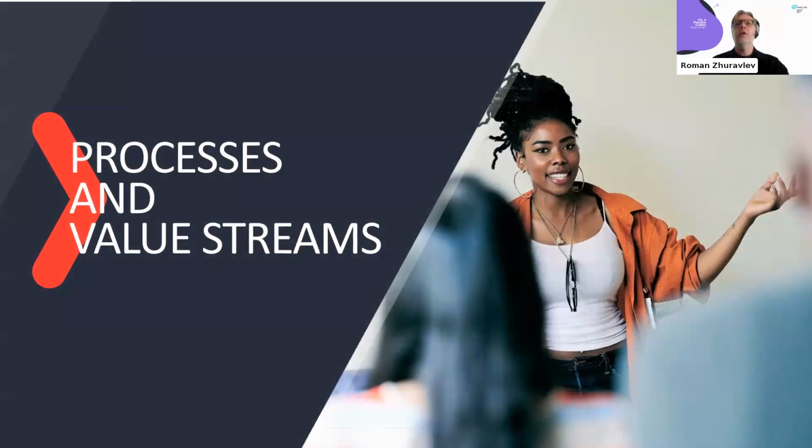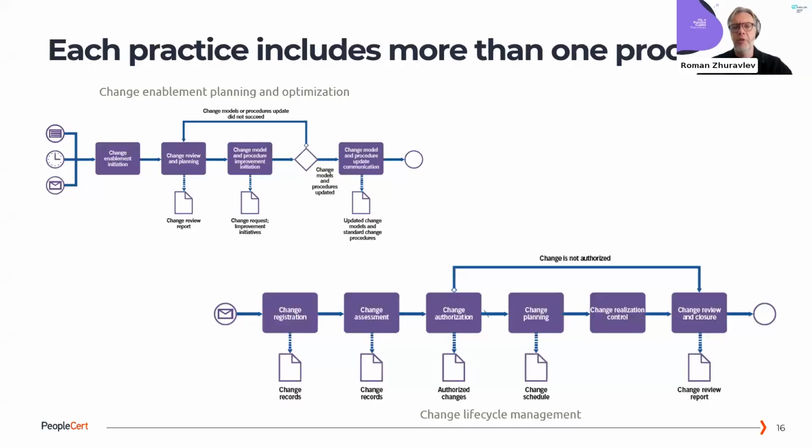Then we proceed to the most obvious and the first expected part. And I mentioned that when it comes to processes, each practice guide includes more than one. The examples I'm using here are from change enablement. There are two processes described in change enablement. One of them is called change enablement planning and optimization. The other one is called change lifecycle management. The second one is easy.